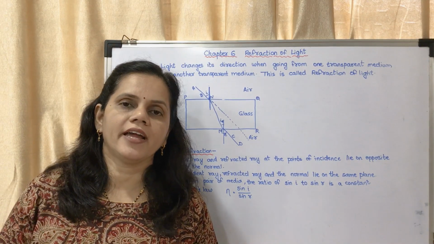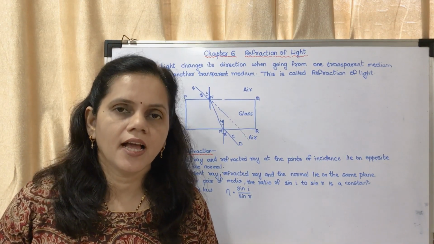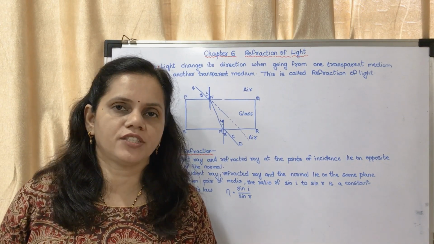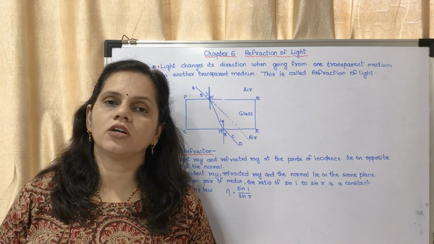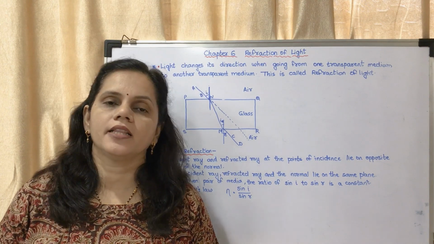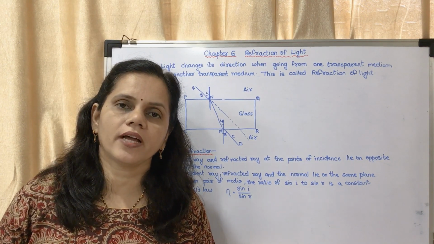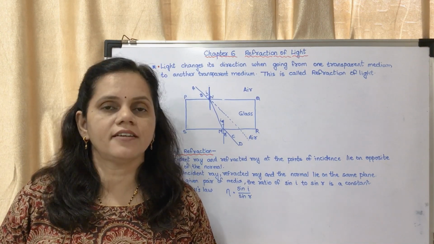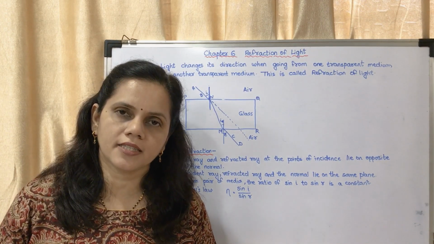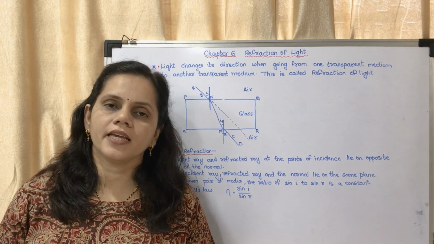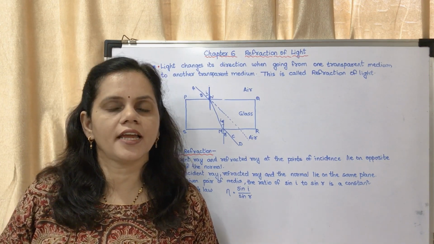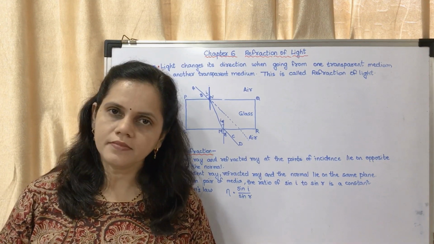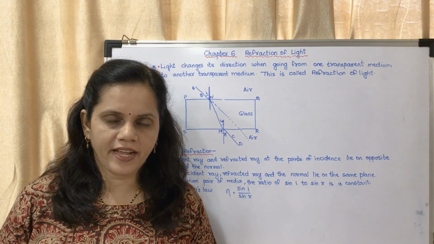When a ray of light falls on an opaque surface and it is bounced back, then it is said to be reflection of light. What are the laws of reflection? Do you remember? The angle of incidence is equal to angle of reflection. The incident ray, the reflected ray and the normal lie on the same plane, and the incident ray and the reflected ray lie on opposite sides of the normal. These were the laws of reflection.